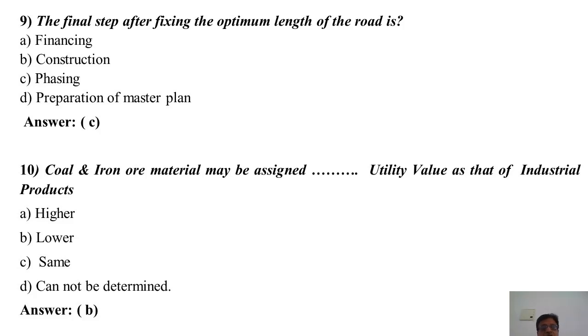Coal and iron ore material may be assigned dash utility value as that of industrial products. Higher, lower, same, cannot be determined. Answer is lower. Coal and iron, even though they are used for industrial purposes, their utility units cannot be considered equal to that of industrial units. It has to be a lower utility value than that of industrial products. So the answer is B.